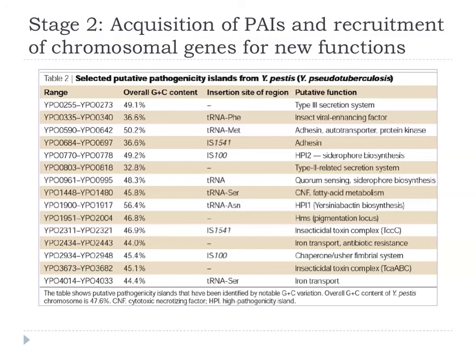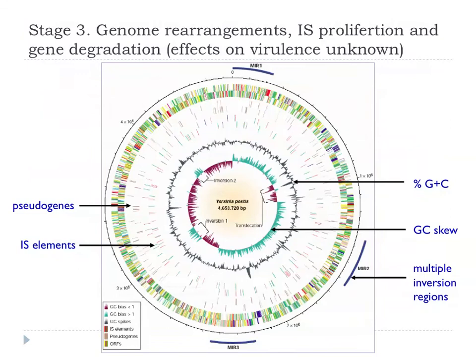So we got those plasmids, then acquired pathogenicity islands and recruited various chromosomal genes to new functions. So we've got all these things listed here: type 3 secretion systems, insect viral enhancing factors. So there were a number of changes in the chromosome itself. We also got this massive rearrangement of the genome and proliferation of insertion sequences. So very much the same kind of changes we saw with Bordetella pertussis.